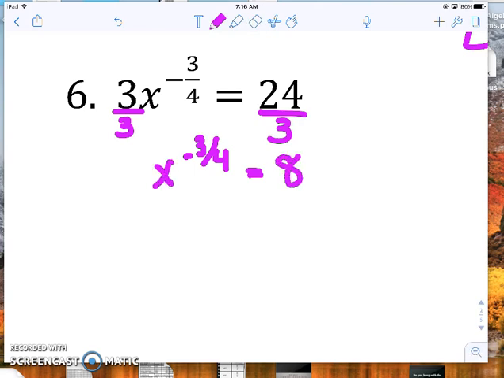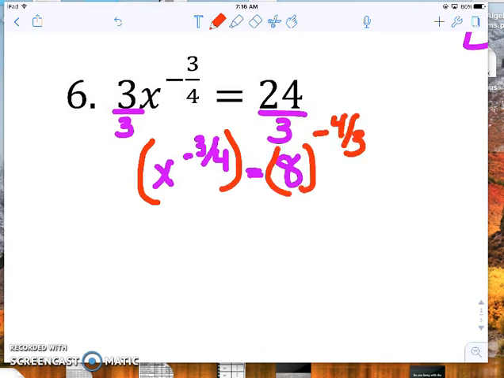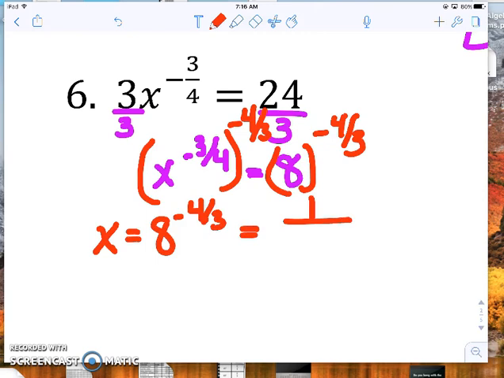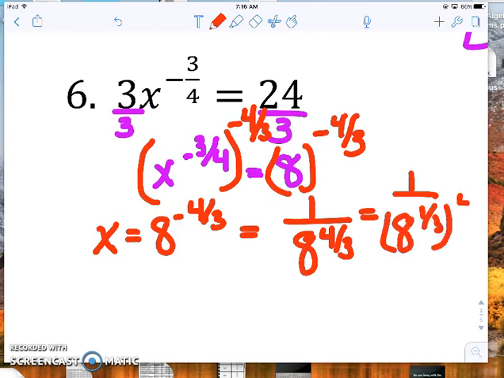equals 8. And then once again, we're going to have to raise each side to the reciprocal, so to the -4/3. So x equals 8 to the -4/3, which would be 1/8 to the 4/3. Break that out, 1/8 to the 1/3 to the 4th. So that would be, let's see, 2 cubed is 8, so 2 to the 4th. So 1/16.